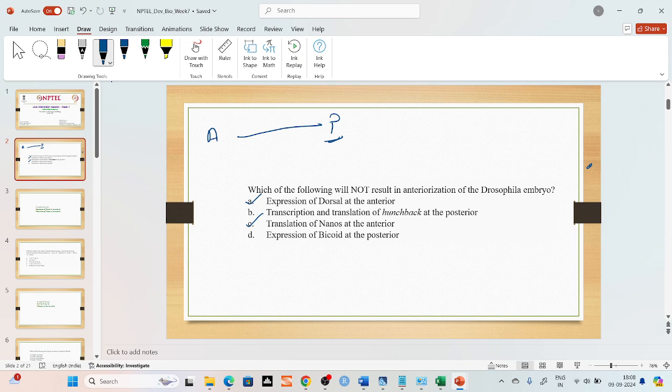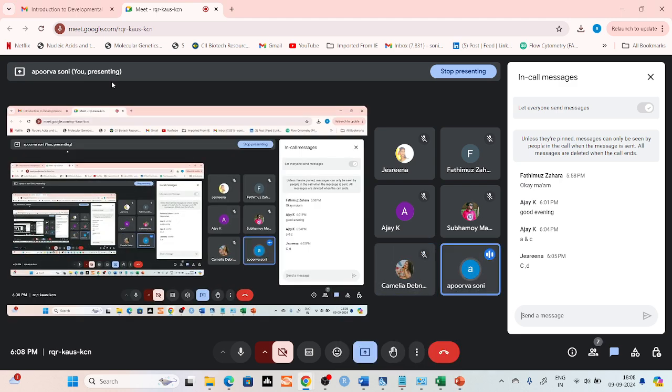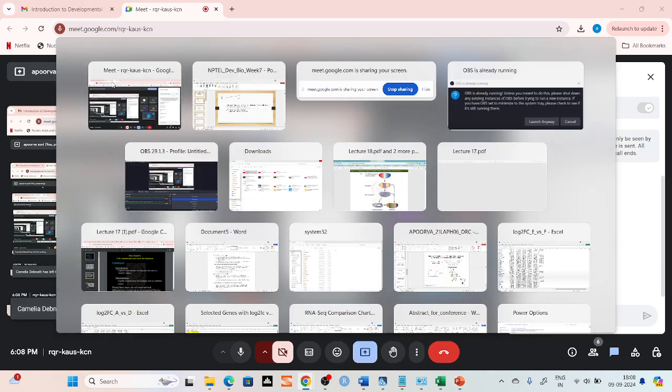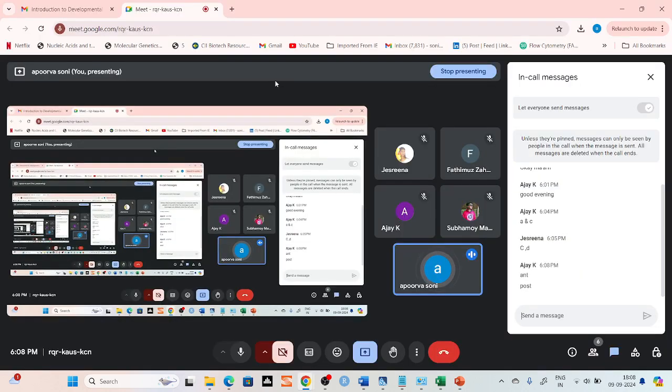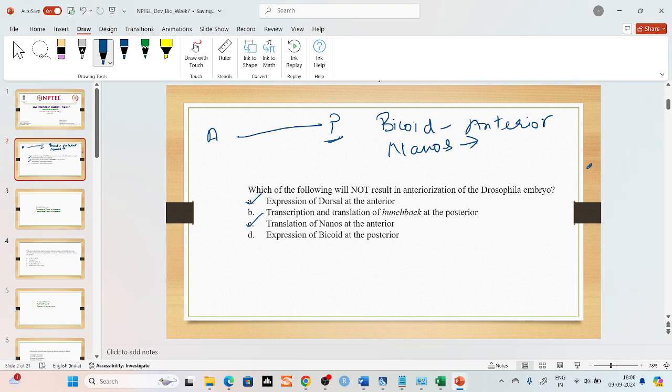So, bicoid is responsible for what? Anterior or posterior? Anterior. Good. So, you should know the basics. Bicoid is for the anterior axis. Then nanos is for anterior axis or posterior axis? Posterior axis. So nanos is involved in the posterior axis.